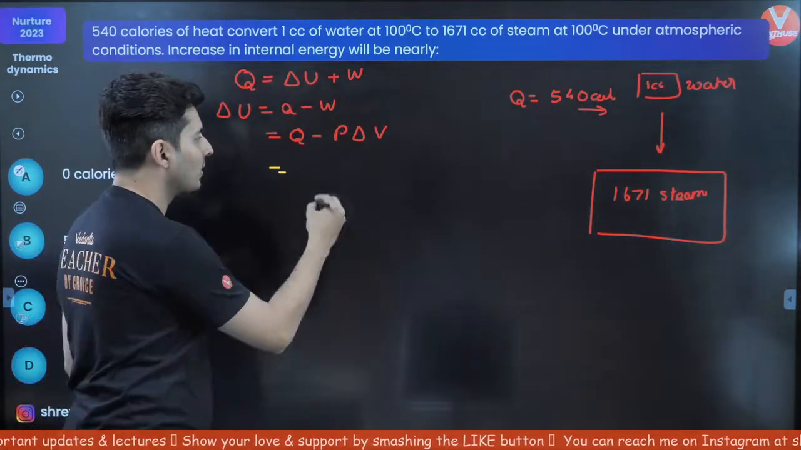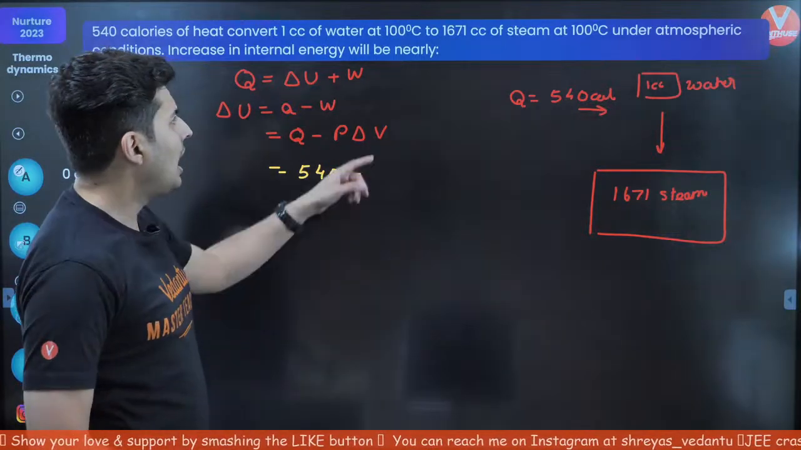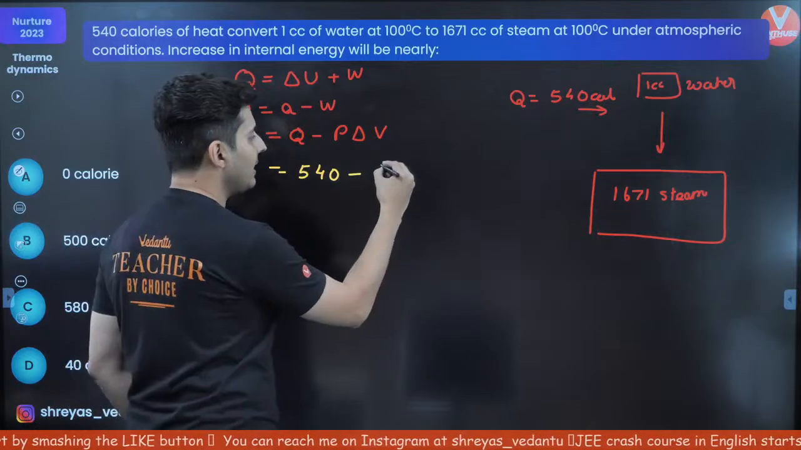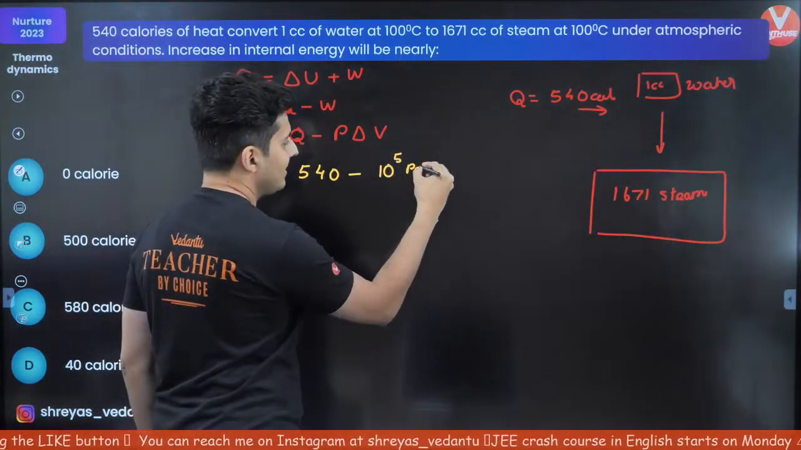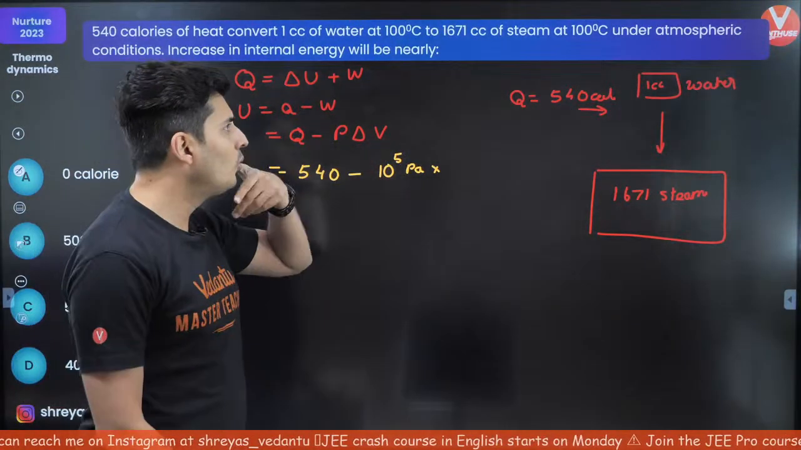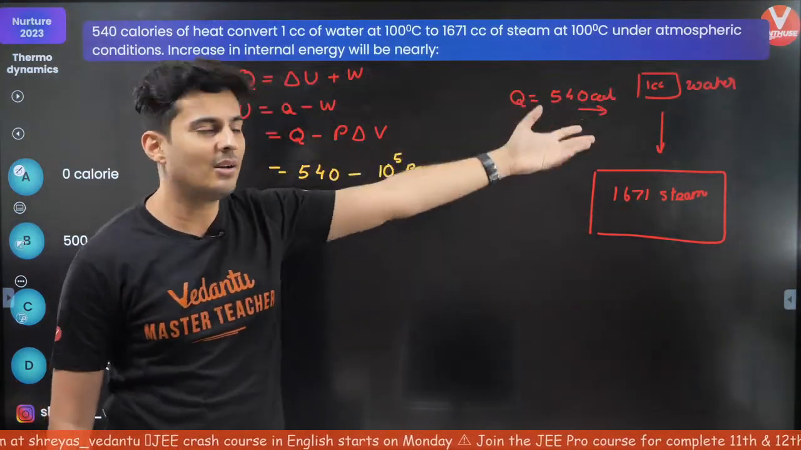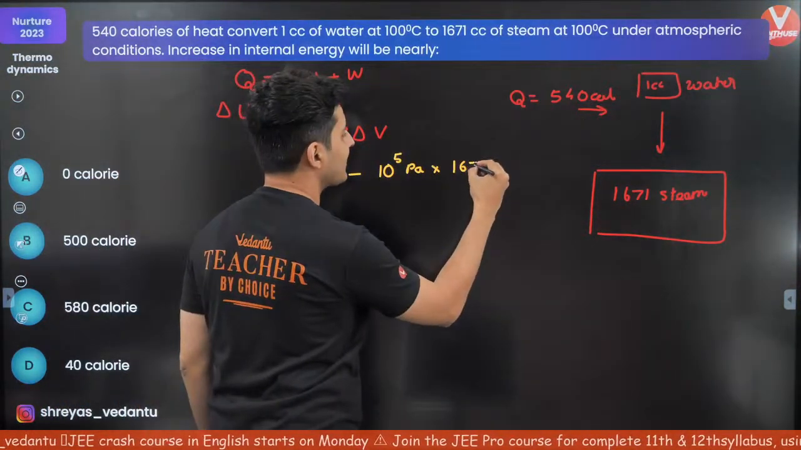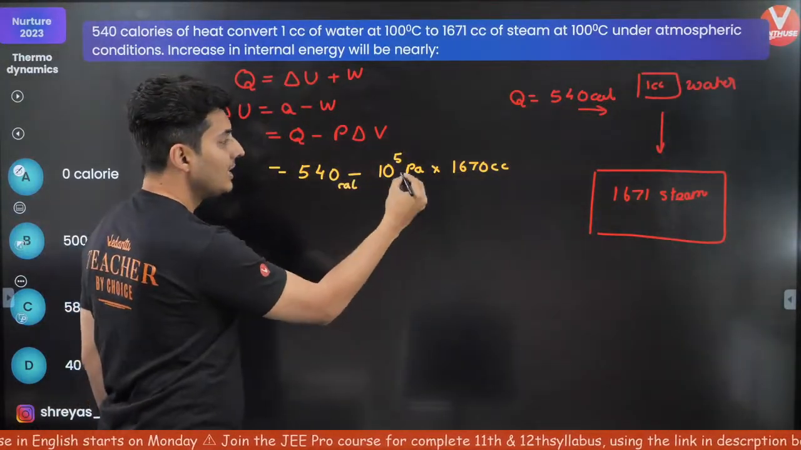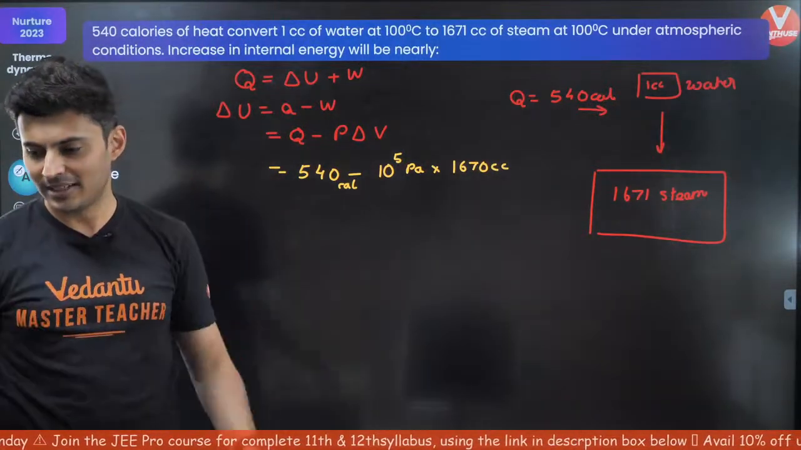Q is 540. Let's all do it in calories. Pressure, atmospheric pressure, that means 1 atm. So approximately 10 to the power 5 pascals, right? Pascals. All right. Delta V will be change in the volume. 1671 minus 1, change in the volume. It is basically 1670 cc. Please understand, this is in calories. This is in some weird units. I need to bring it into the same unit.